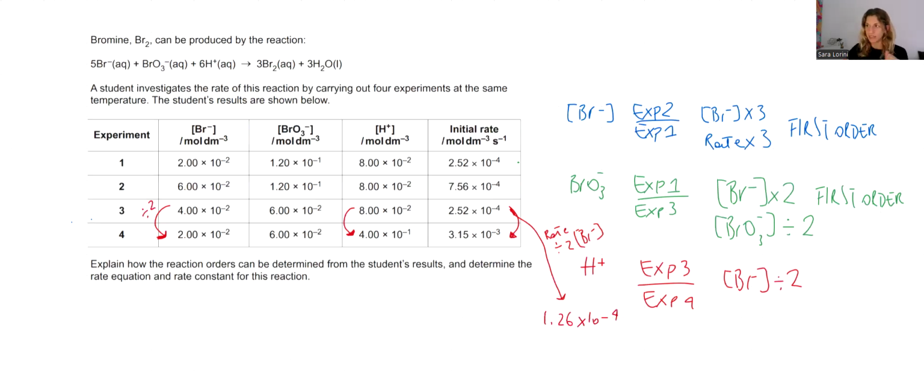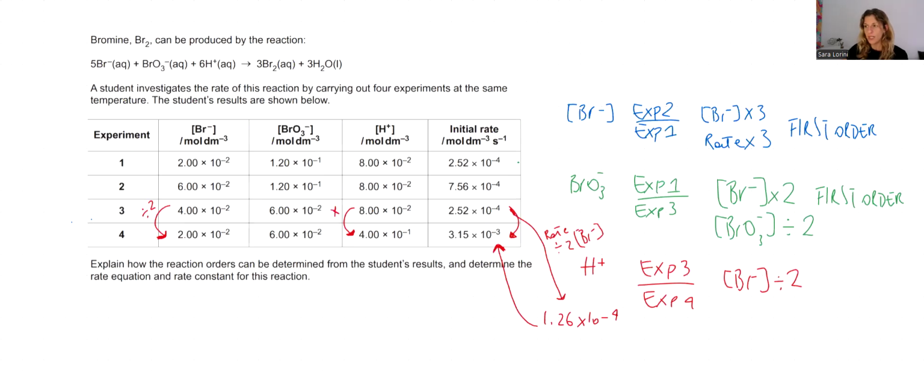How has it changed with respect to the rate of the experiment for the hydrogen? Has it changed the same way? Let's find it out. As we see from the H plus, it goes from 8 times 10 to the minus 2 to 4 times 10 to the minus 1. Okay, so we need to figure out the change, which has been timed by 5.